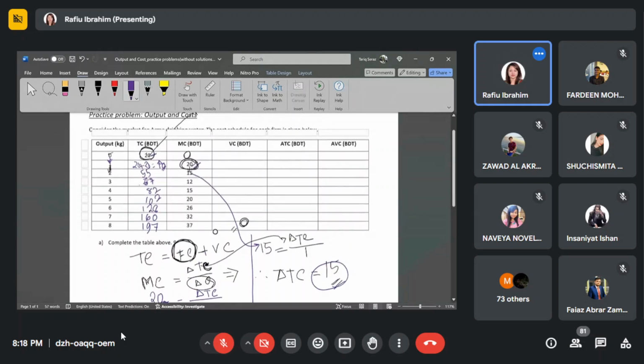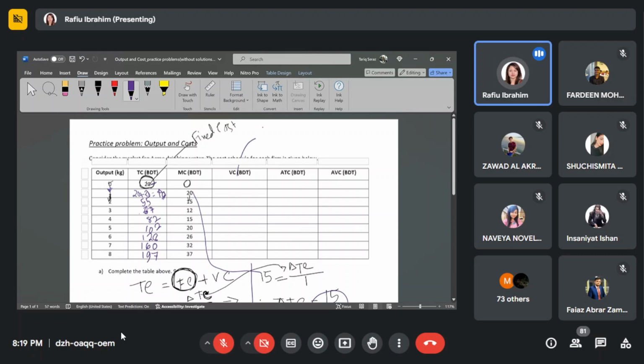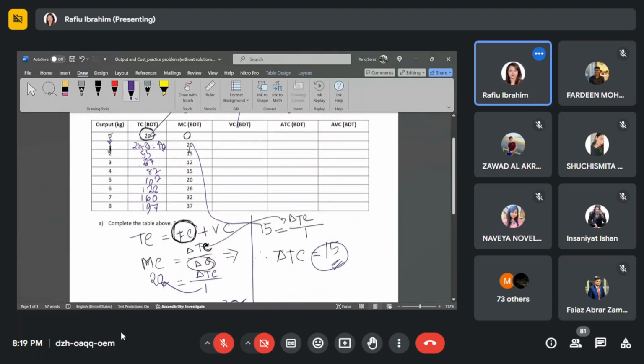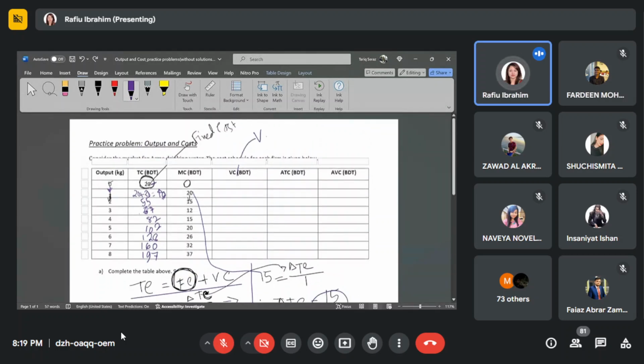Okay, now moving on to the fourth column, the variable cost column. Total cost is fixed cost plus variable cost, which means that variable cost is equal to total cost minus fixed cost. Fixed cost here is 20, and it's going to be the same. Our task is to take the total cost column and subtract 20 to find the variable cost.